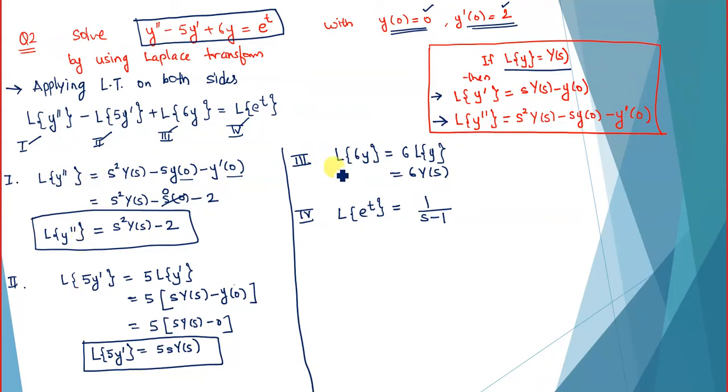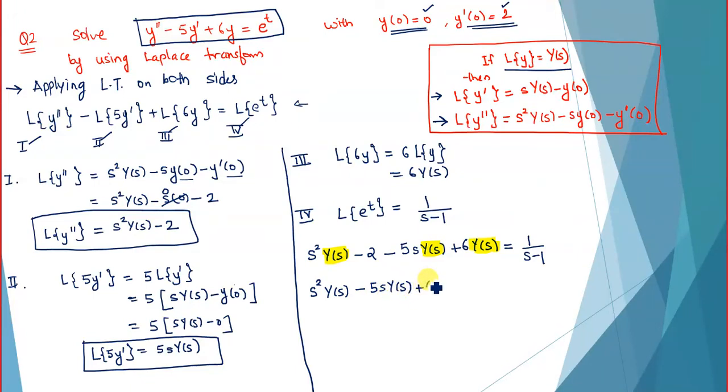Now after getting the values of 1, 2, 3 and 4, substitute it here in this equation. What we will get? s square Y of s minus 2. In between the sign is negative. Second term value is 5s Y of s. Next term is positive plus 6 Y of s equal to 1 over s minus 1. Now again what we have to do? We have to keep the terms with Y of s. These are the three terms with Y of s. We keep them here on the same side, and the term without Y of s, which is 2, we move it to the other side.